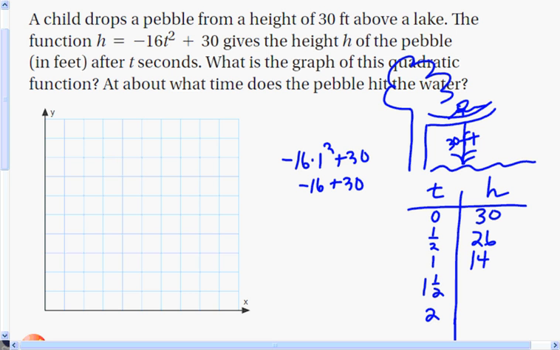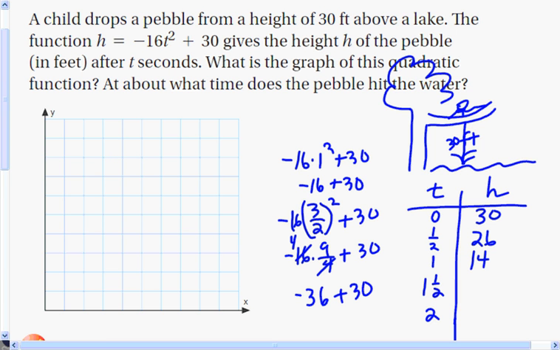At 1.5, I'm going to write this way: negative 16 times 3/2 squared plus 30. 3/2 squared is 9/4, and 16 divided by 4 is 4. Negative 4 times 9 is negative 36, plus 30 equals negative 6. And I'm not going to do any more because I now am getting negative heights, which means the pebble has hit the water.